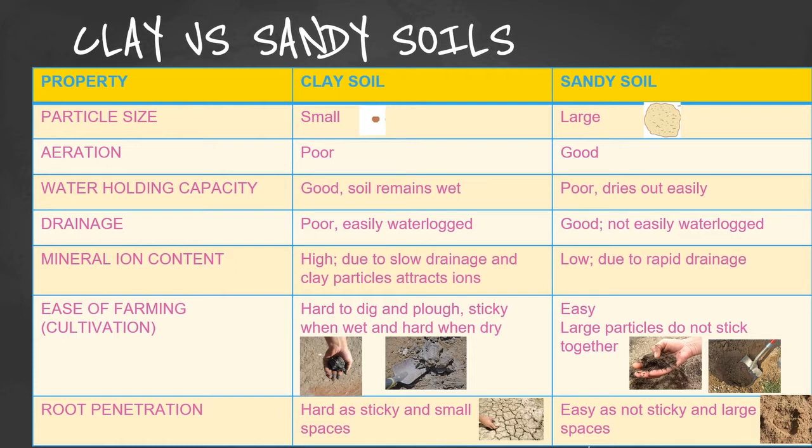So clay soil, for example, is small in the particle size, and the sandy soil has large particle sizes. And we said already, the smaller the particle size, the smaller the air spaces. So when we're looking at aeration, we expect a poor aeration in clay soil because it has smaller air spaces between the particles. Sandy soil has good aeration because of the large air spaces.